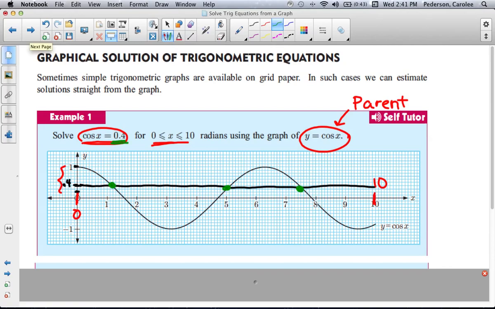So now you scroll down, and you get x to be approximately 1.2 radians. Scroll down, looks like about 5.1 radians. And then we scroll down here. It's kind of hard to read with a smart board, but it looks like about 7.5 radians.